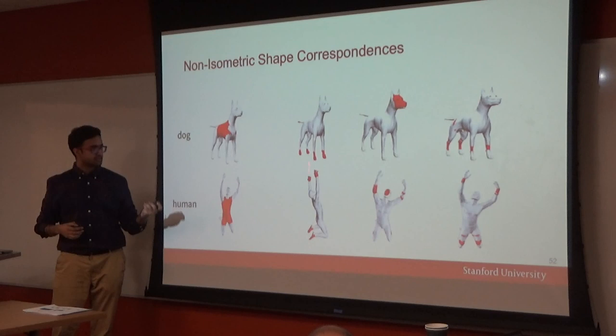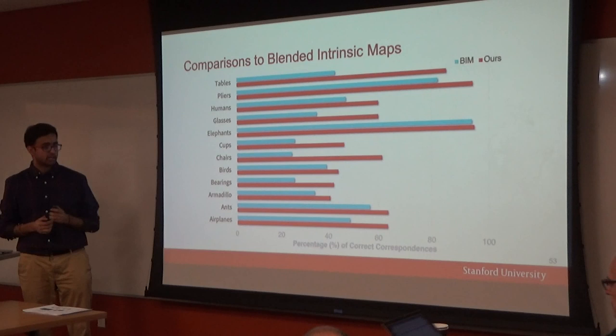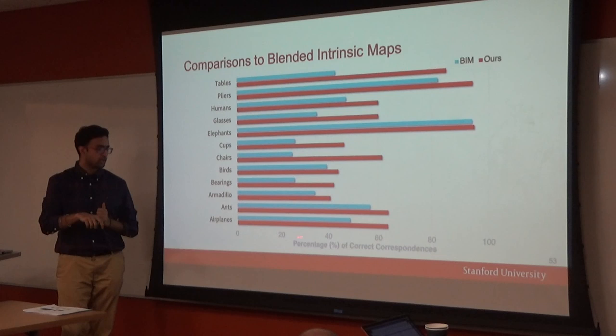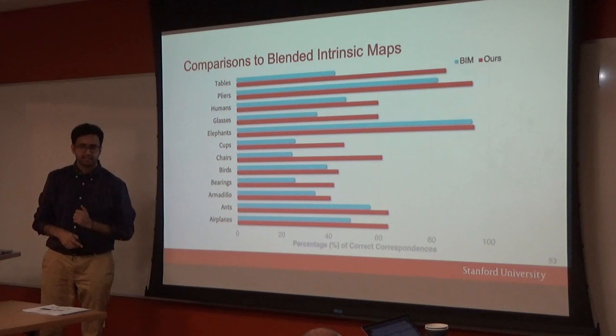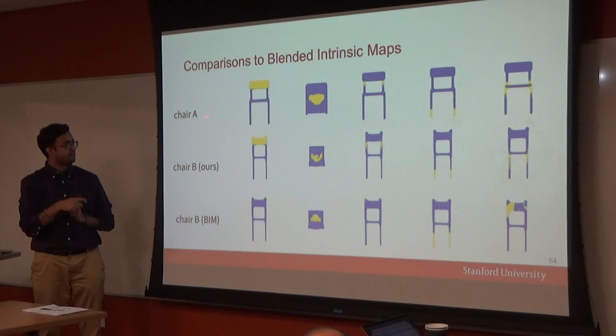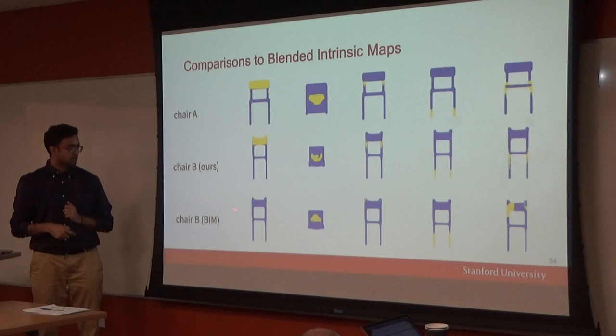We also compare our technique to the classical non-isometric shape matching technique, the blended intrinsic maps. Here we show that the percentage of correct correspondences we obtain for various categories is better as opposed to blended intrinsic maps. We also show this in a qualitative manner, where we have a set of regions on the first shape, and then we transport it to the second shape by means of our technique, and we also transport it to the second shape by means of blended intrinsic maps, and we obtain better correspondences than blended intrinsic maps.